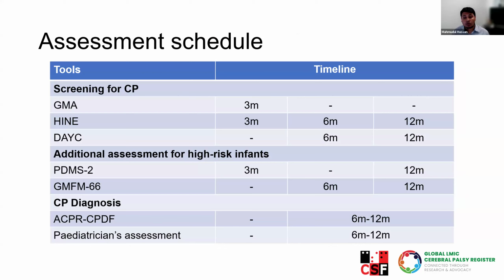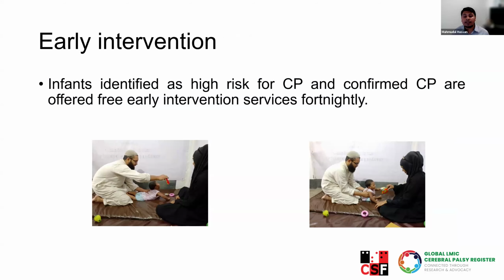Peabody Developmental Motor Scales, PDMS-2, at 3 months and 12 months, and Gross Motor Function Measure 66 at 6 months and 12 months. To confirm the diagnosis of CP, a pediatrician clinically assesses the high-risk children. An adapted version of the Australian CP Register CP description form is completed as part of the diagnostic process. Infants identified as high risk for CP and confirmed CP are offered free early intervention services at the Smart CP Center fortnightly.